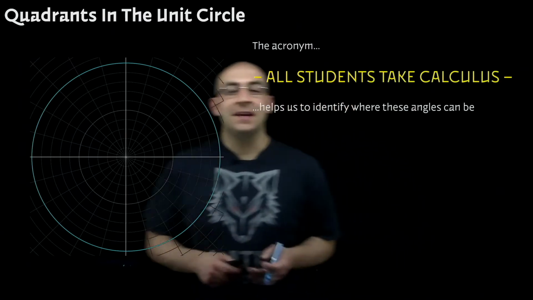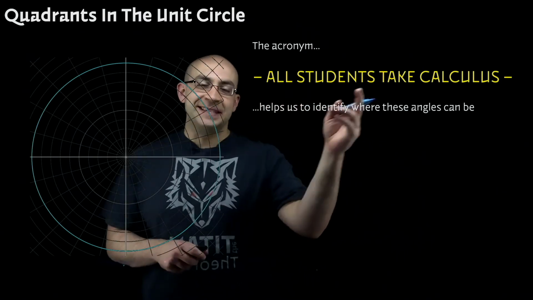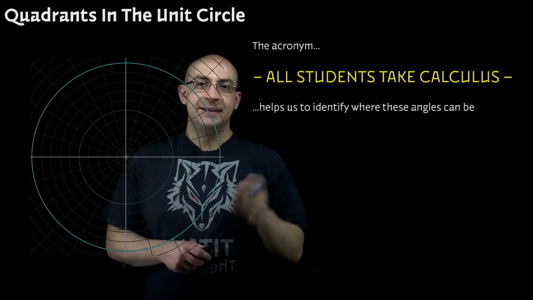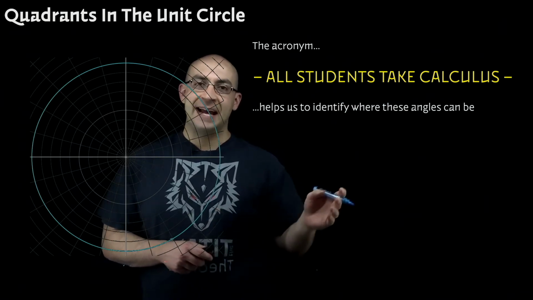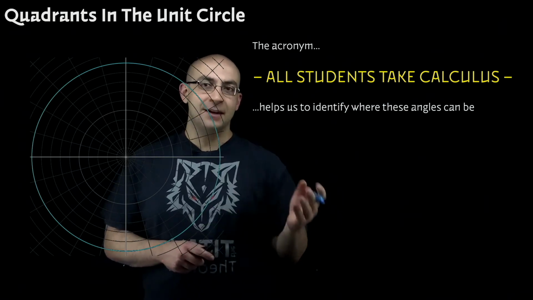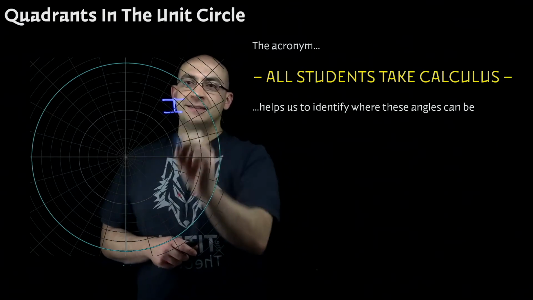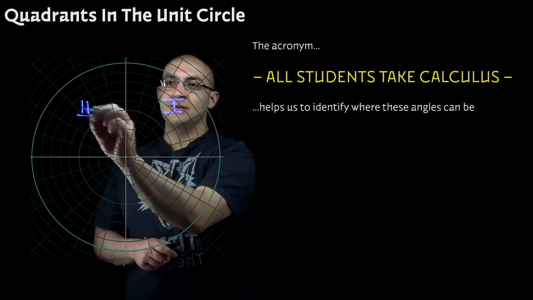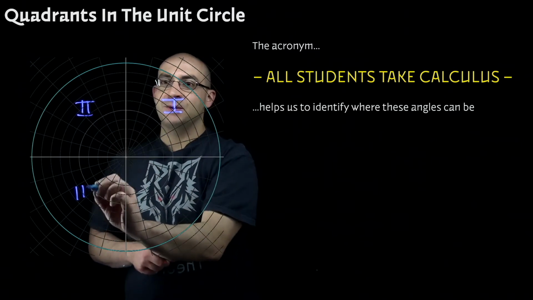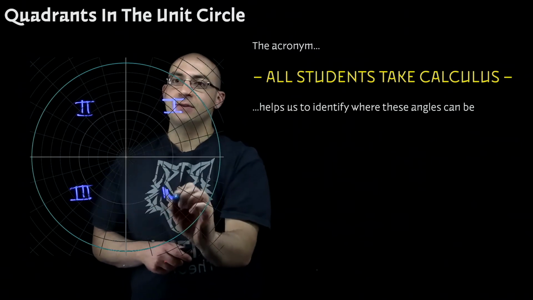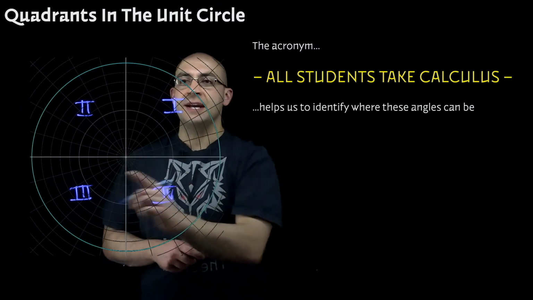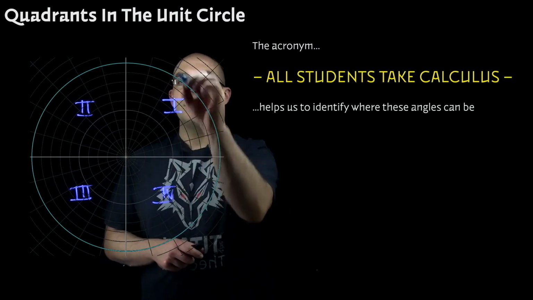Okay, so the acronym All Students Take Calculus helps us identify where these angles or their terminal sides are going to be. Now, let's do a little bit of drawing. This is quadrant 1, this is quadrant 2, down here is quadrant 3 obviously, and then we have quadrant 4. Now, all students take calculus follows that same pattern.